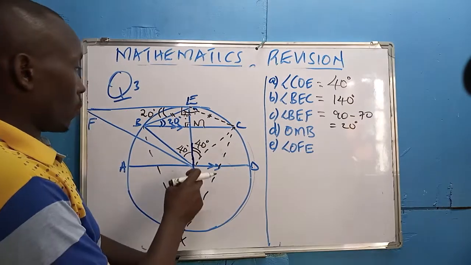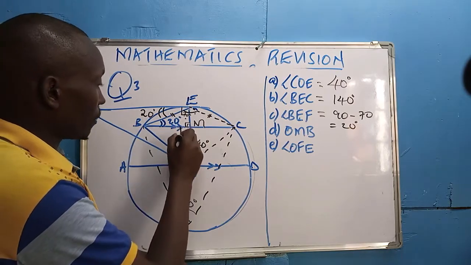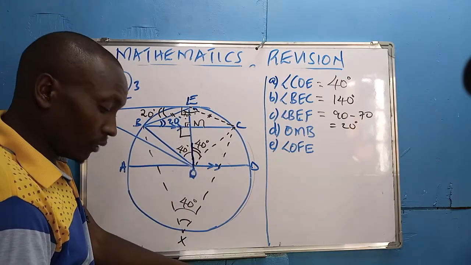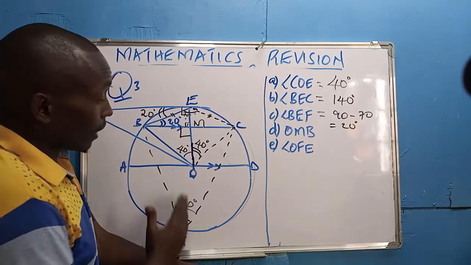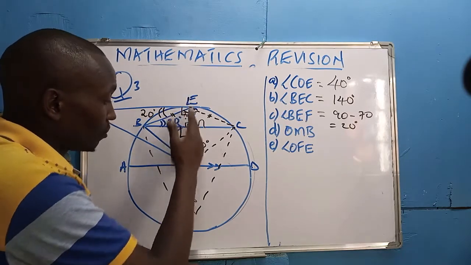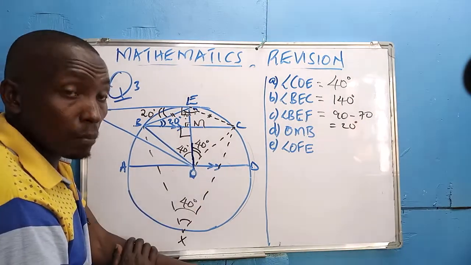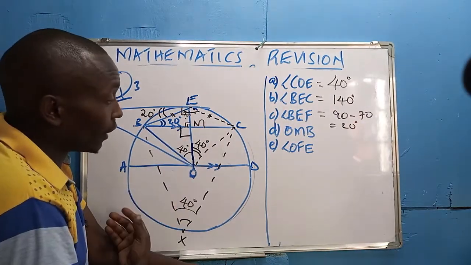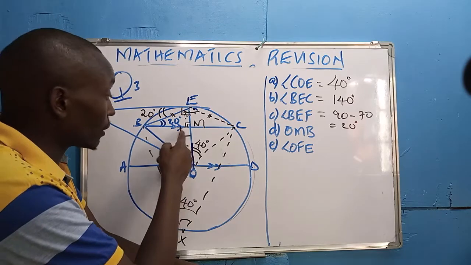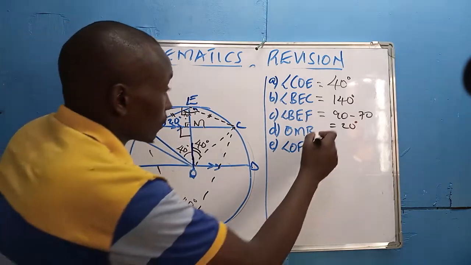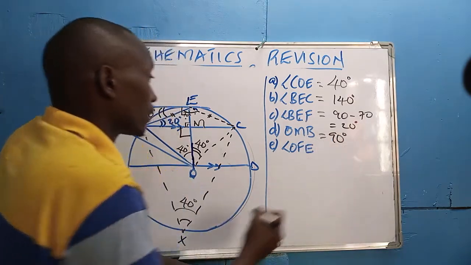OMB. Well, that is 90 degrees. That's one of the properties we say, that a line passing through the center will always be a perpendicular bisector of any chord, like it is there. So this is 90 degrees. So that one we have no issue, it's a right angle.